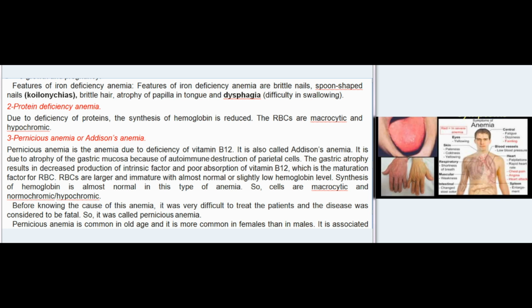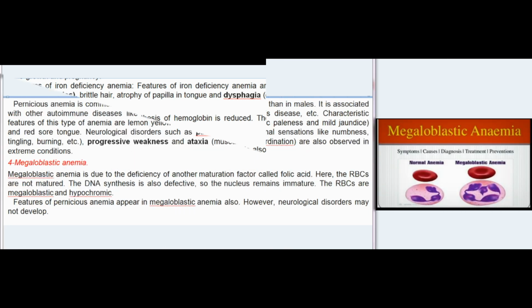Before knowing the cause of this anemia, it was very difficult to treat the patients and the disease was considered to be fatal. So, it was called pernicious anemia. Pernicious anemia is common in old age and it is more common in females than in males. It is associated with other autoimmune diseases like disorders of thyroid gland, Addison's disease, etc.